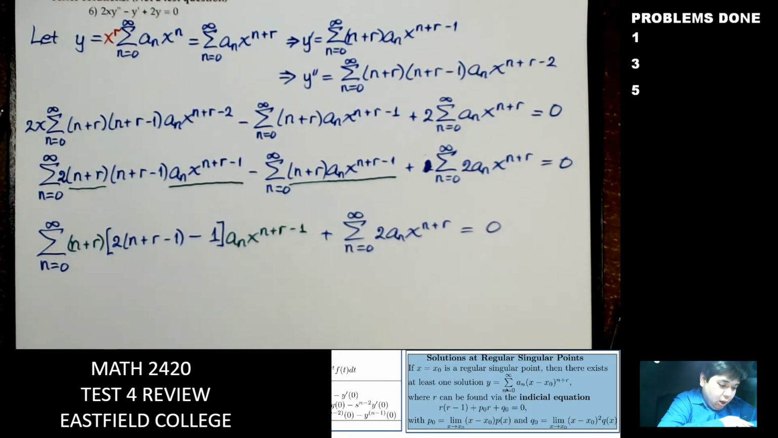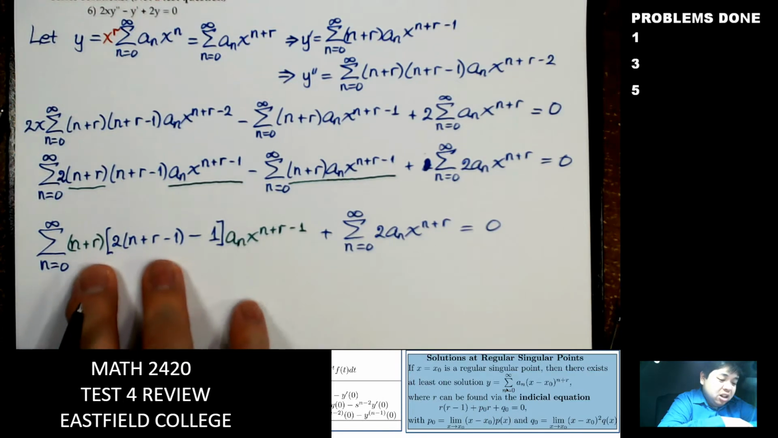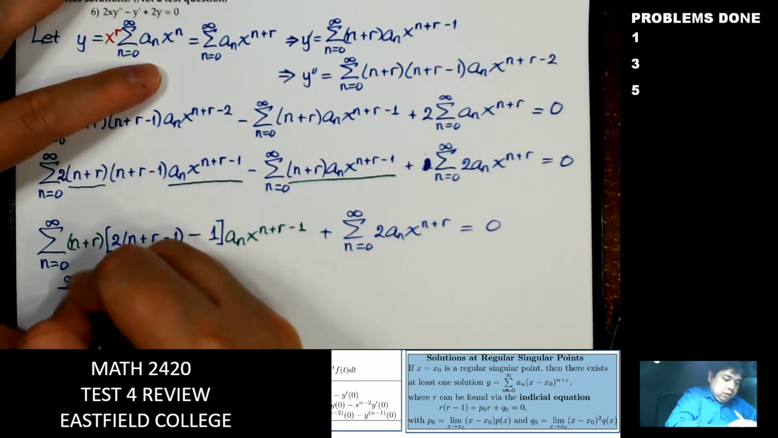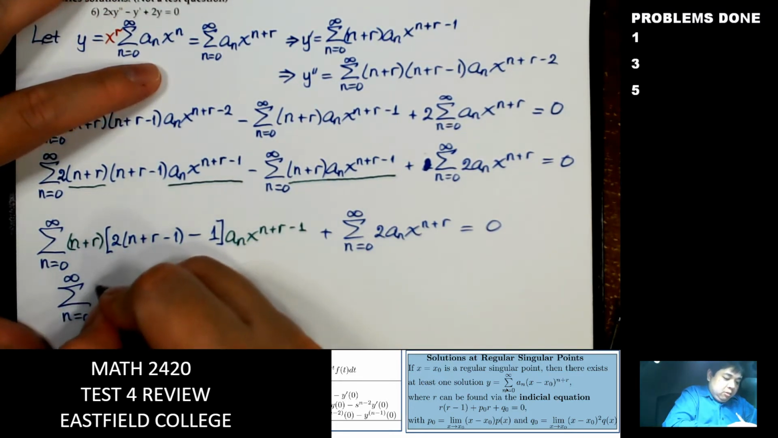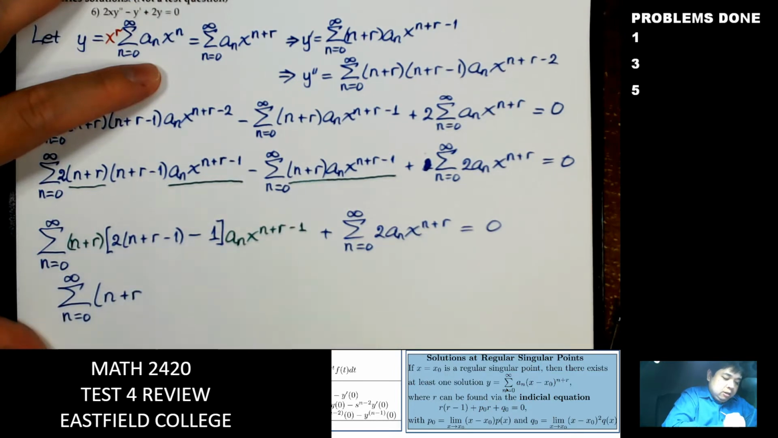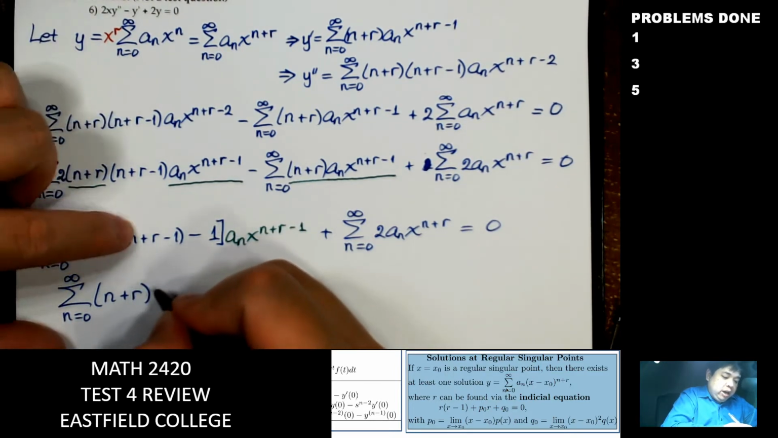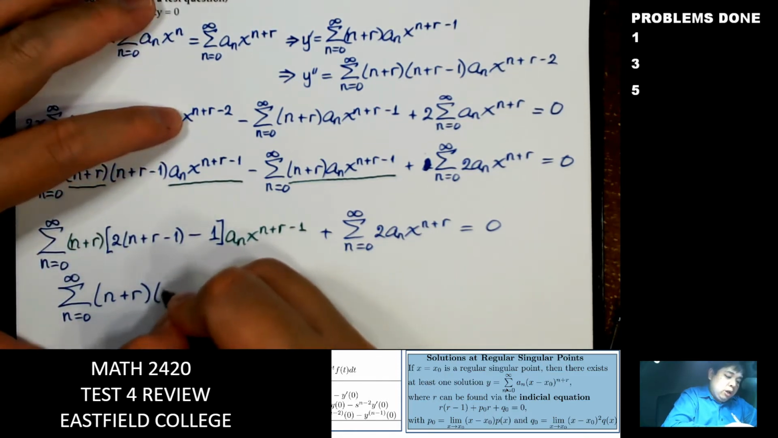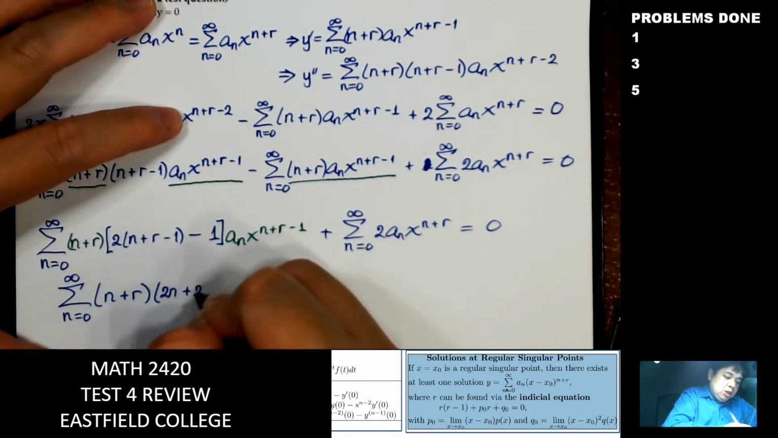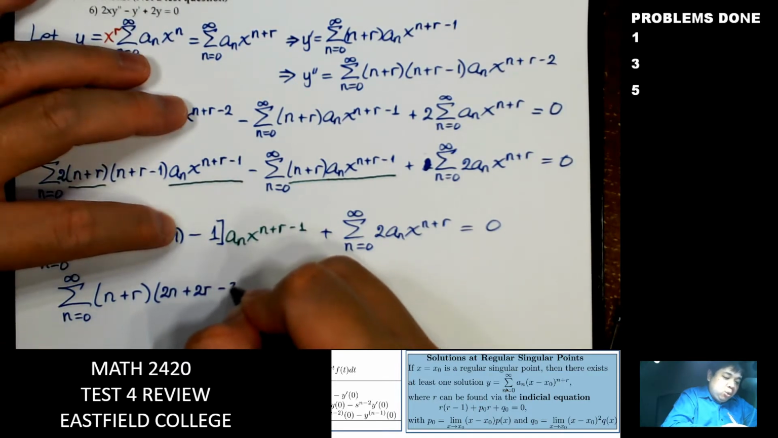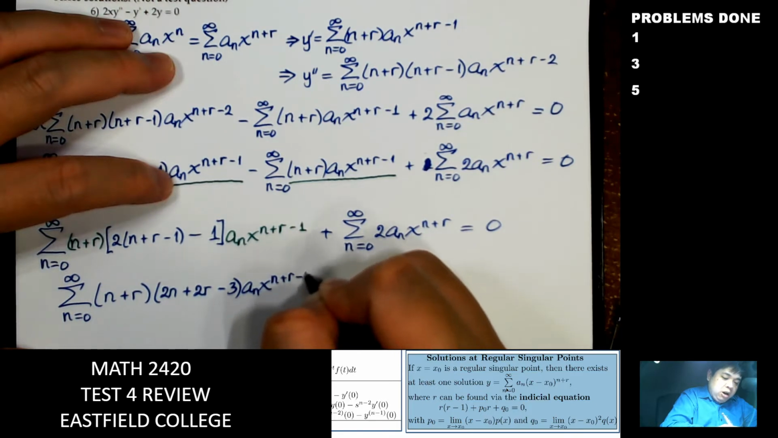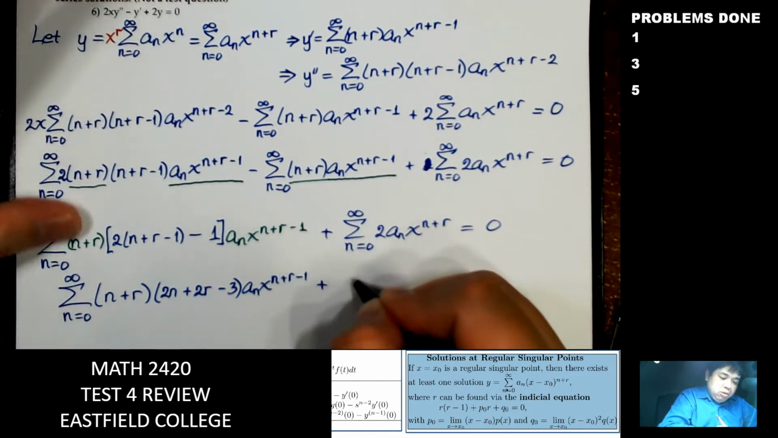What we do next is, let's simplify this a little bit. We have n plus r, 2n, 2r, minus 2, minus 1. So 2n, 2r, minus 3, a sub n, x to the n plus r minus 1. And then the other summation.